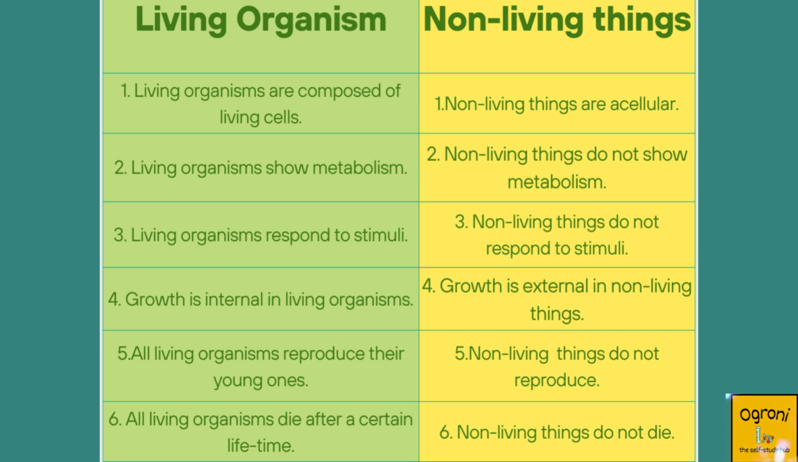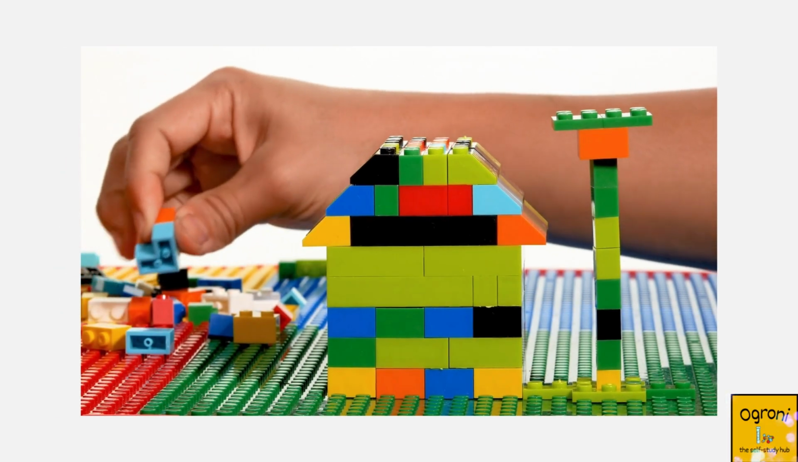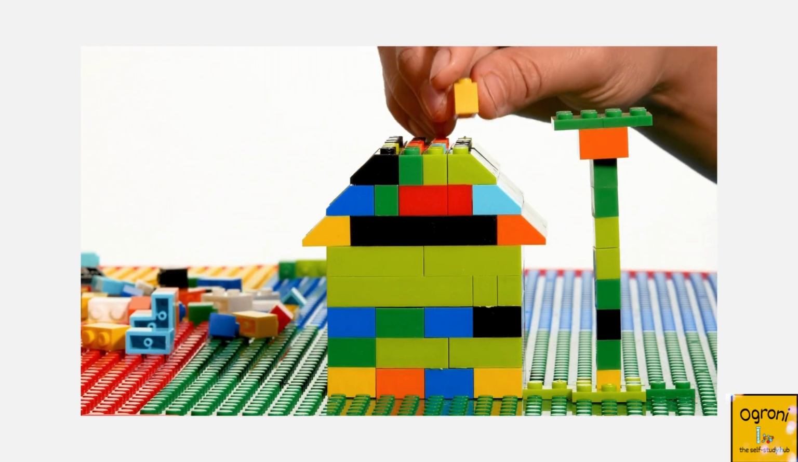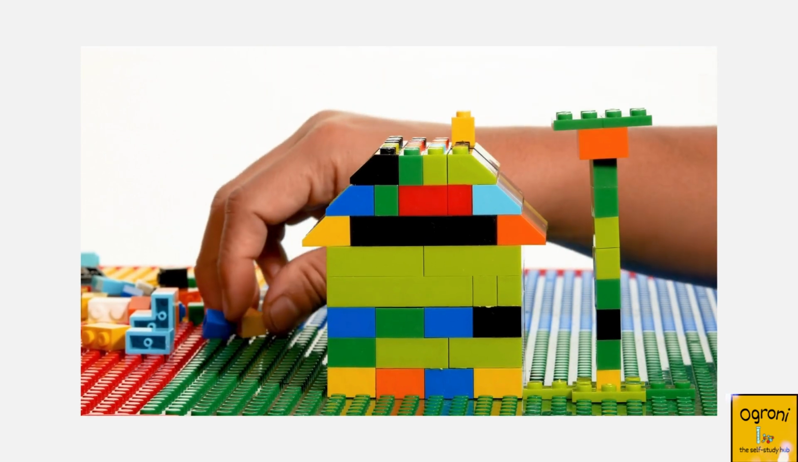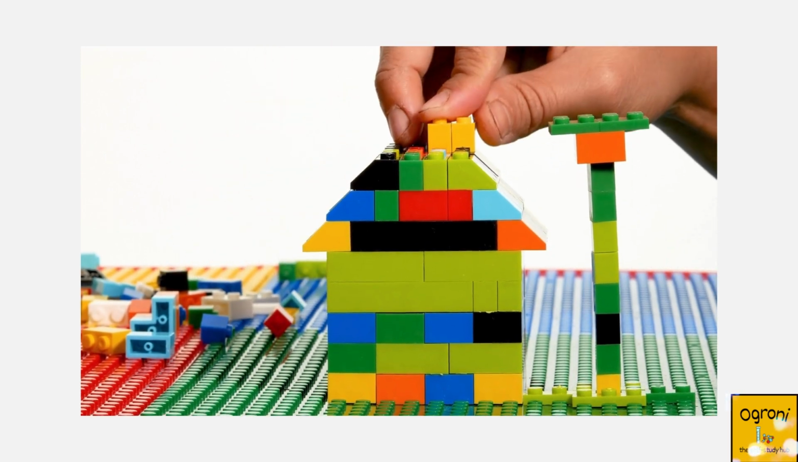In living organisms, growth takes place by adding new living materials during metabolism, which takes place internally, whereas growth may take place in non-living things by adding new material from outside. For example, we can increase the size of a Lego tower by adding more blocks to it.